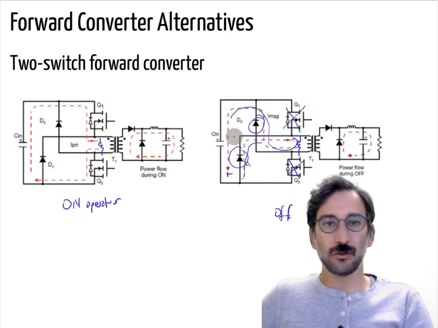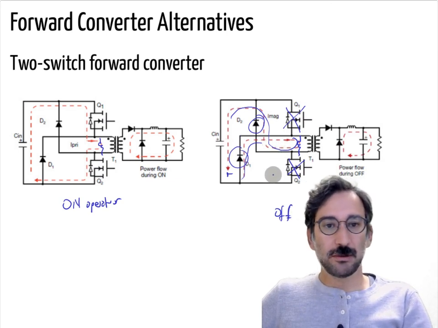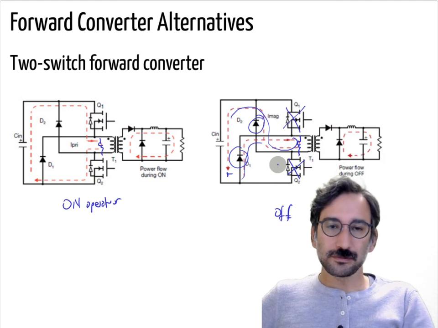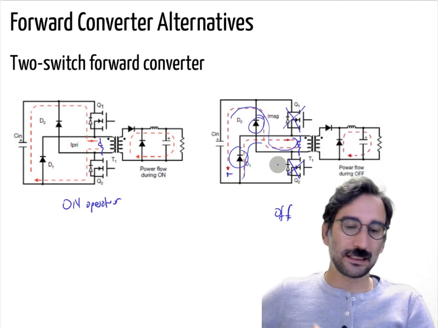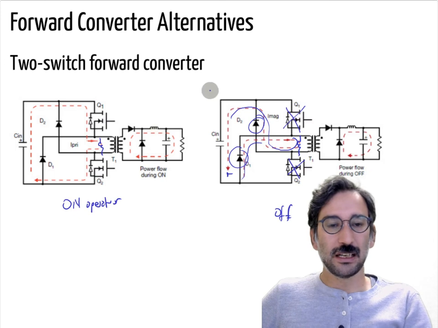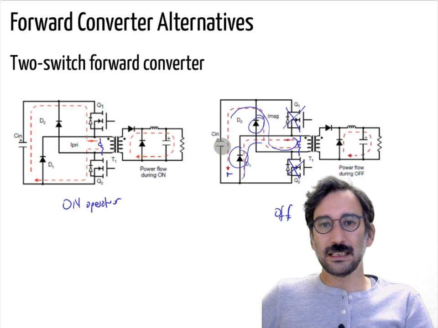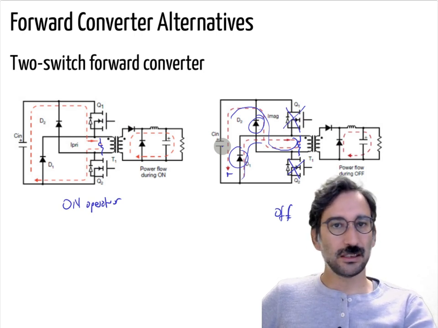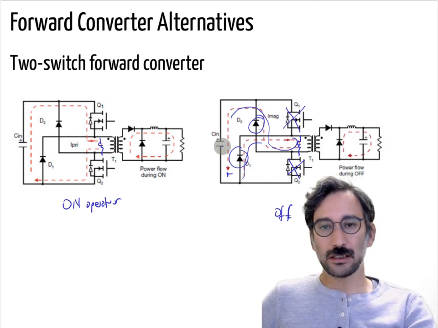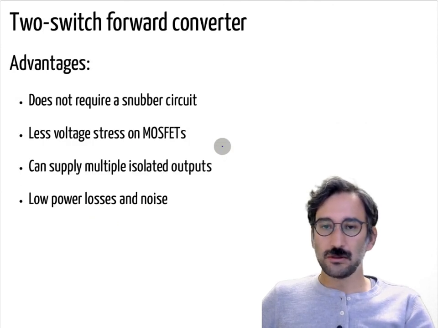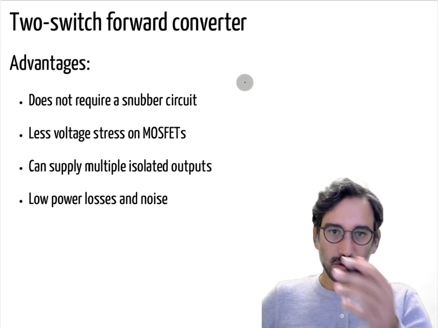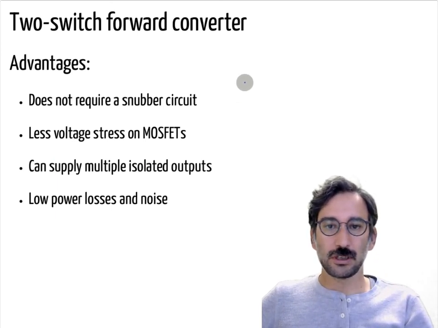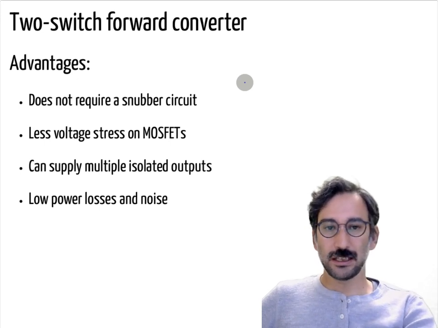But if your input voltage is high, then it may be much simpler to implement a third winding, and you are using an extra diode anyway in the other one, so you can just add a couple of components and have an efficient operation. So that is a good alternative, and you can think about it in your hardware projects. Okay, so that one, the two switch forward converter, doesn't require a snubber circuit, has less voltage stress on MOSFETs, and you can supply multiple isolated outputs.